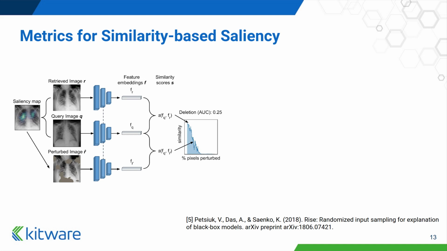Taking deletion as an example, we iteratively mask out regions of the image based on their relative importance from the saliency map. A good saliency map will show a rapid drop in image similarity, as the most important pixels have now been removed by this masking. We can quantify this by computing the AUC as a function of image similarity and the percent of pixels perturbed.